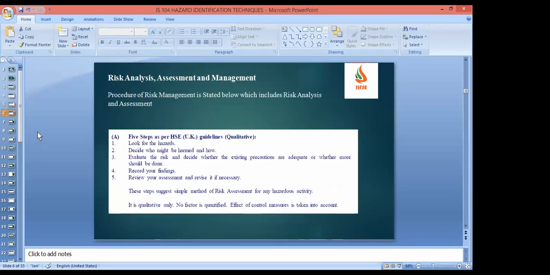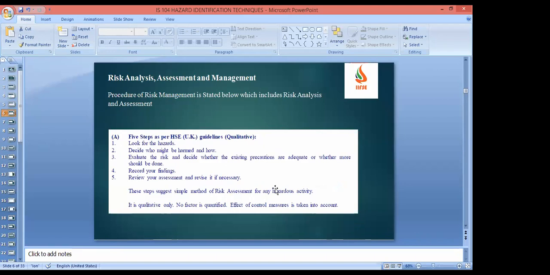Then risk analysis and also assessment method. How you are going to do a risk analysis and assessment. The procedure for this risk assessment is stated below, which includes a risk analysis and assessment. If you see the steps for this, it is a qualitative analysis.